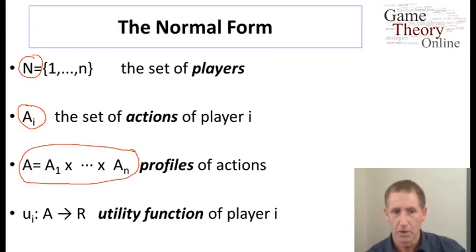Finally, we need to say what agents care about, and that's where the utility function comes in. The utility of agent i, denoted by U sub i, is a mapping from strategy profiles, that is, from the choice of action by each agent, a mapping from that to the real numbers.